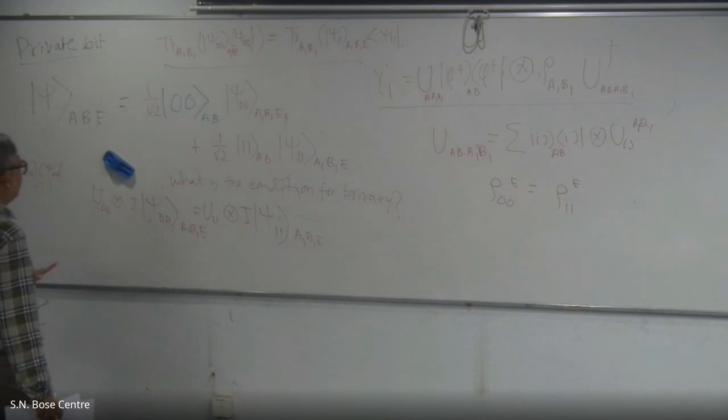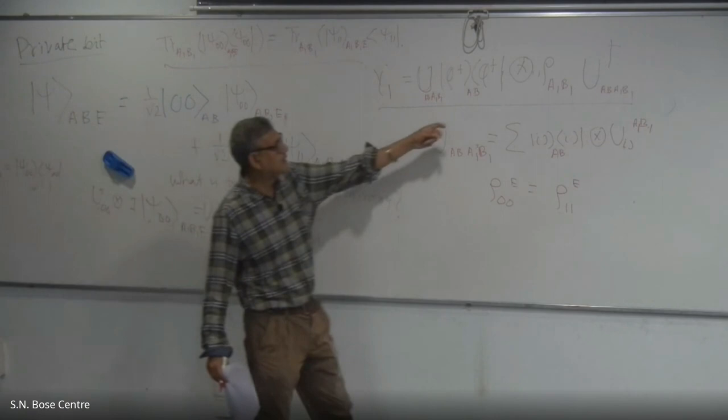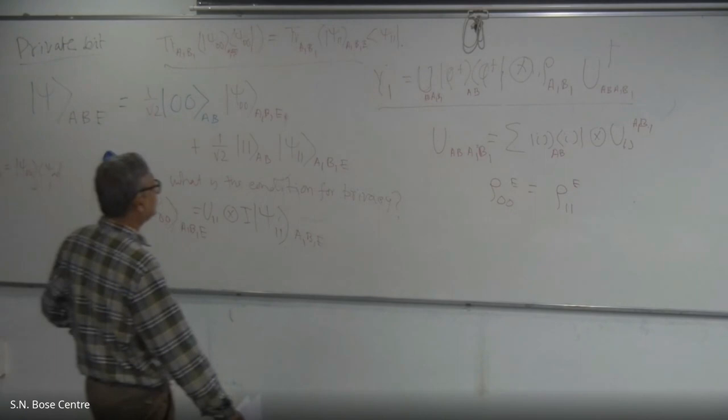So you maintain the privacy condition. Maintaining the privacy condition, you start from the most general state, and finally the form that you get is this. So this is called a private bit. A private bit is different. It does not depend on entanglement. It depends on the structure. If it has a structure like this with this unitary, then it is automatically private.